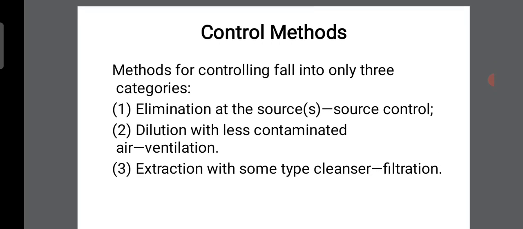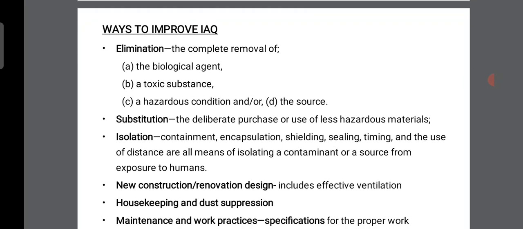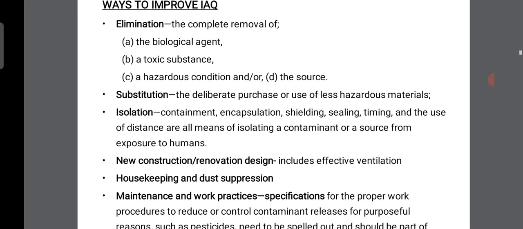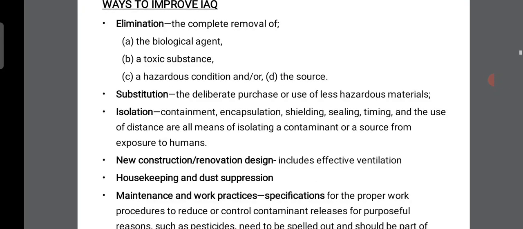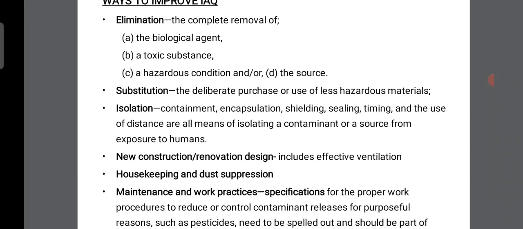Now we will see control methods for these indoor air quality contaminants. So we can eliminate at the source, that is source control, dilute with less contaminated air, that is ventilation, or extract with some type of cleaner, that is filtration. Elimination is complete removal of the biological agent, toxic substance or hazardous condition. Substitution is the deliberate purchase or use of less hazardous material. Isolation includes containment, encapsulation, shielding, sealing, timing, and the use of distance, or all means of isolating a contaminant or a source from exposure to humans.